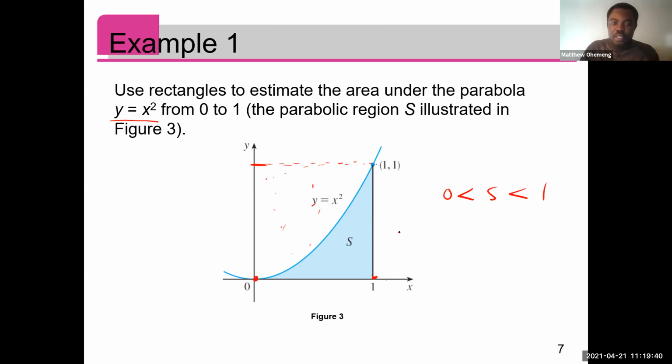Because it's bigger than 0, it's a positive area, and then it's less than 1 because it falls inside the square. The area of a square is S squared, the side squared. From this side to this side is 1, and from this side to this side is 1. So that'll be 1 squared, which is 1. So we know for sure that S is in between 0 and 1.